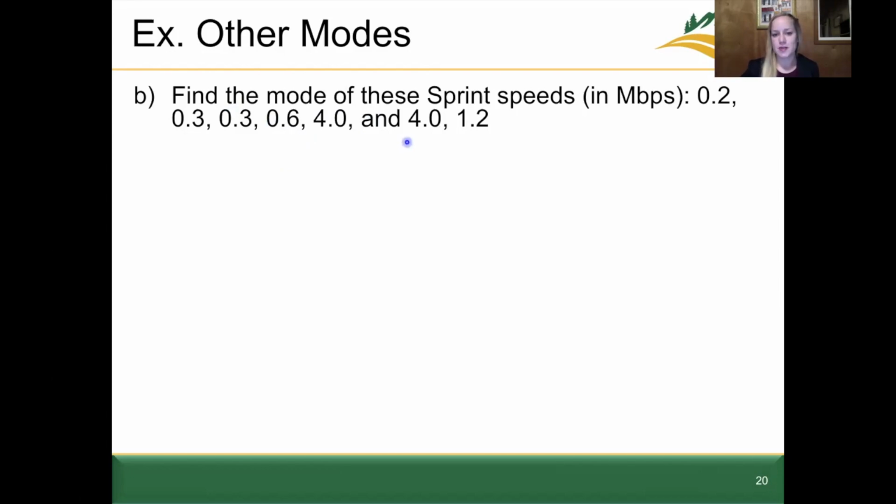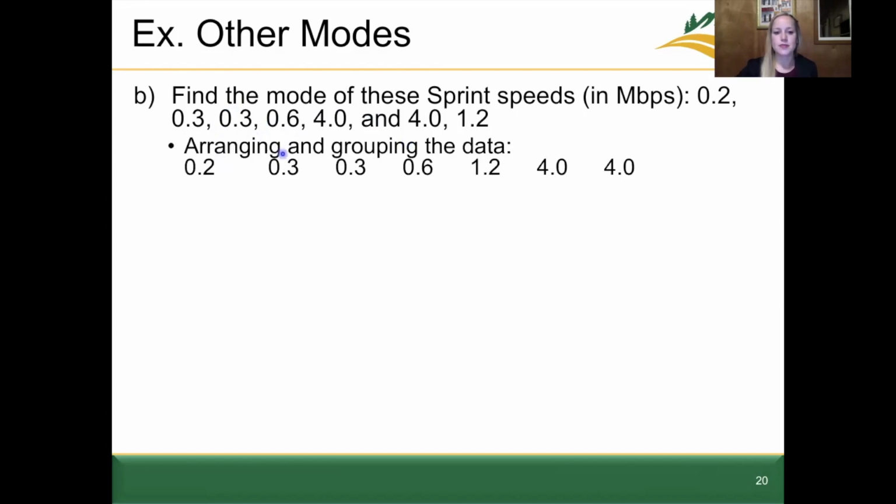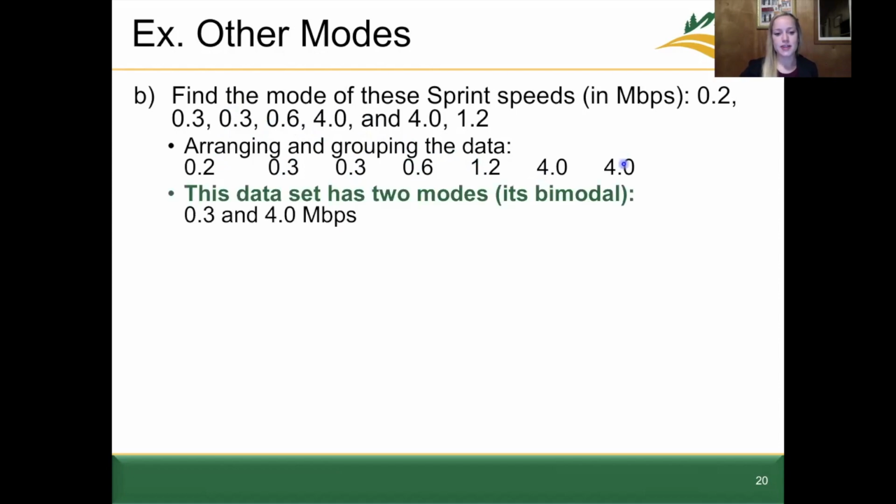First, we want to list them in order: 0.2, 0.3, 0.3, 0.6, 1.2, 4.0, and 4.0. Now to identify the mode here, this data set has 2 modes, right? Because 0.3 appears 2 times, as well as 4.0 appears 2 times. So this data set has 2 modes. It's considered bimodal, where the final answers here are 0.3 and 4.0 megabits per second.